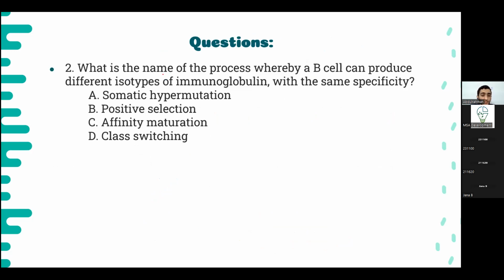Next question. What is the name of the process whereby a B cell can produce different isotypes of immunoglobulins with the same specificity?